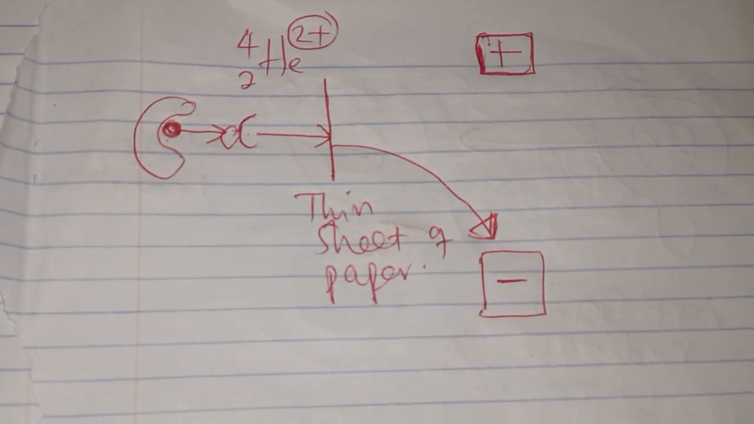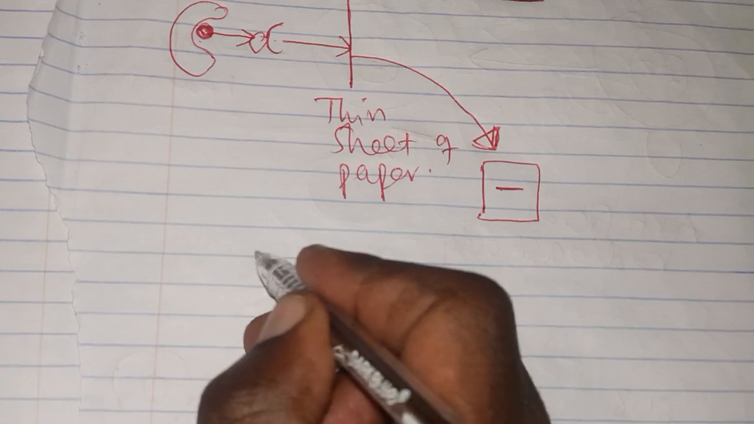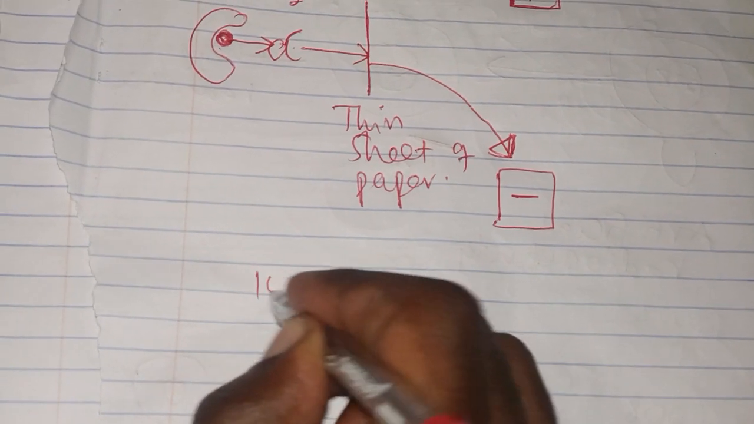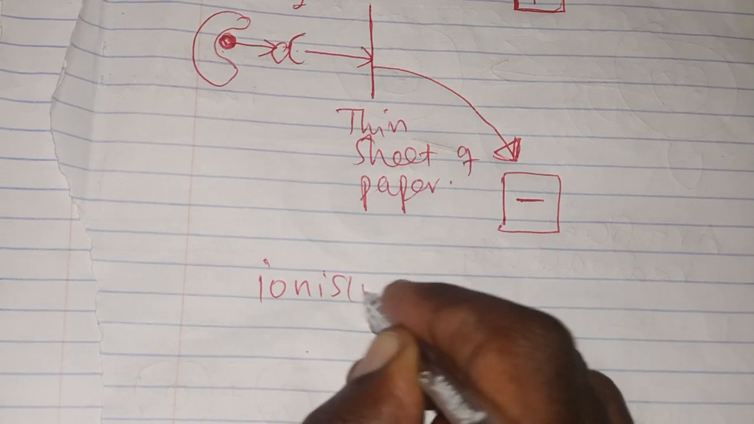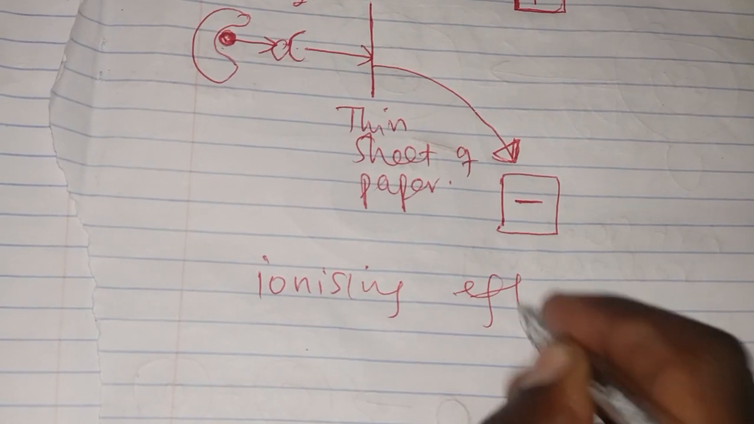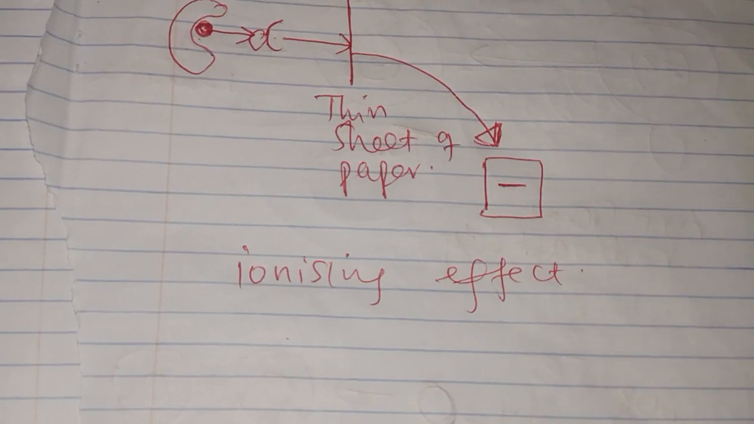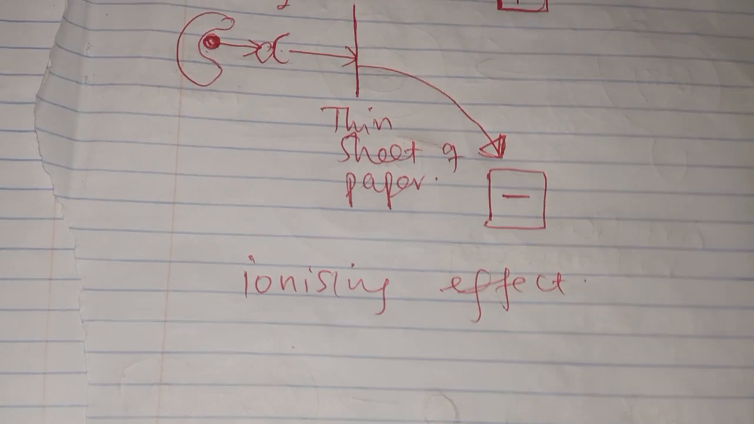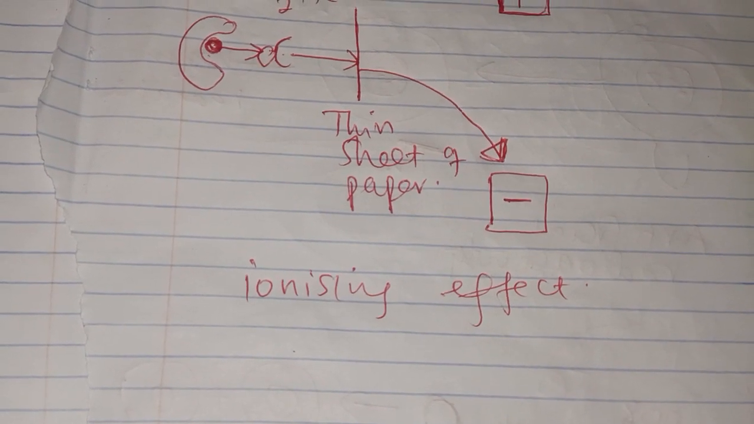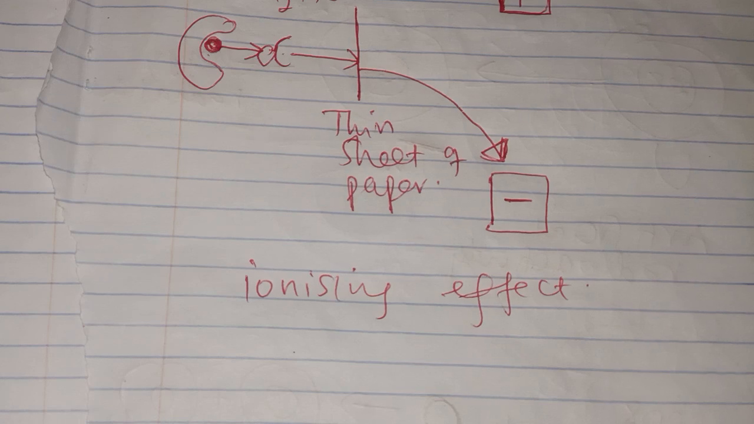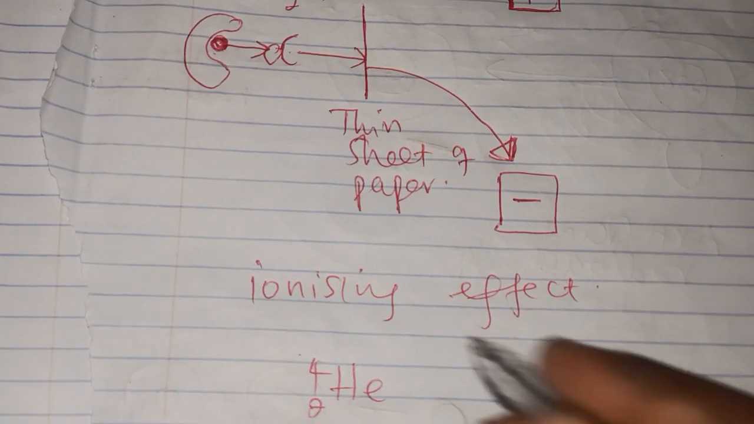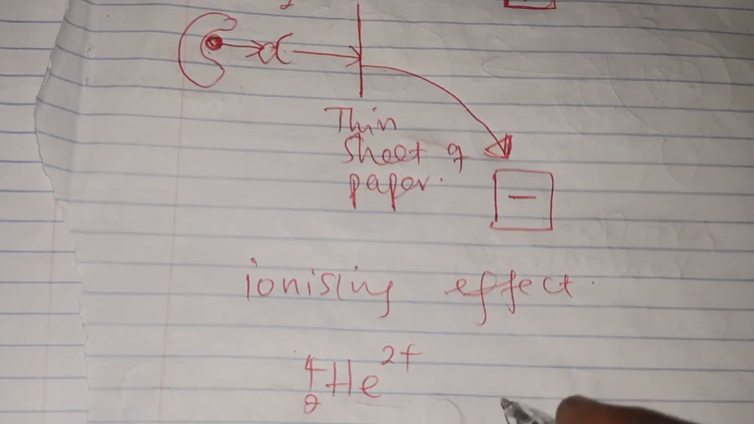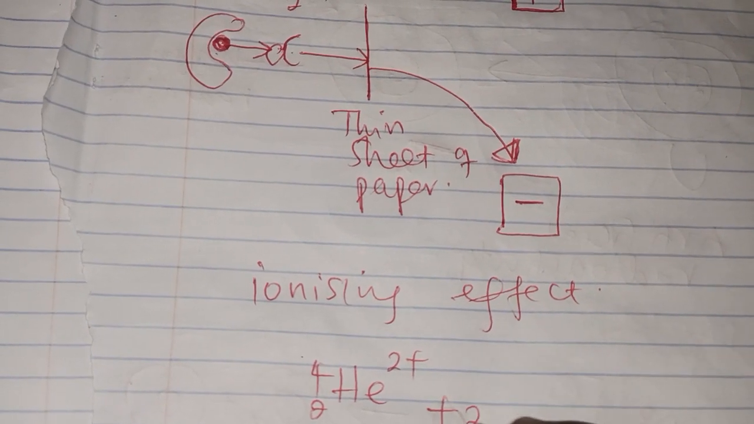And in terms of ionizing, we can say they have a greater ionizing power or ionizing effect. Of the three radiations, they have a very high ionizing power. They produce a large number of ions. For example, you have 4,2 He with 2 positive. And remember, they have a positive charge of 2.